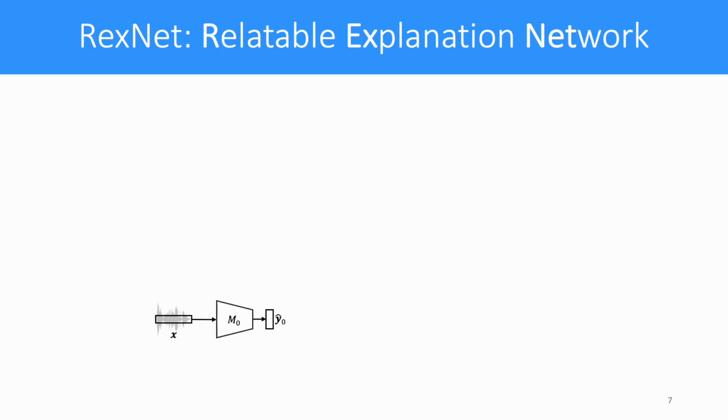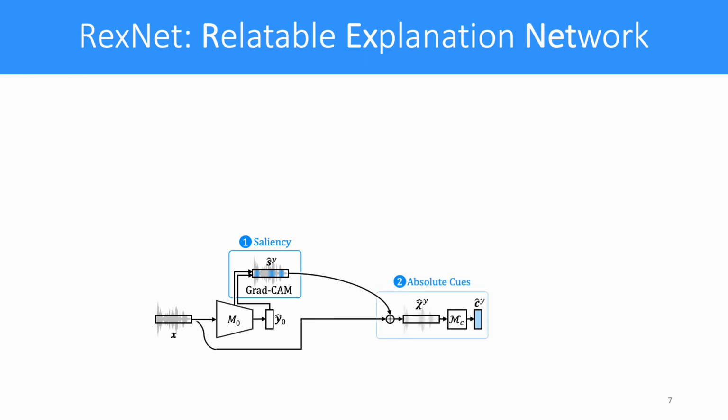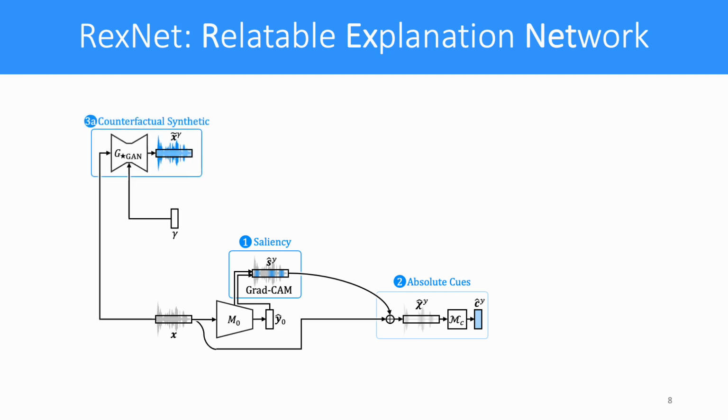Starting with a convolutional neural network to predict the emotion of a voice clip, we developed several modules for different explanations. First, it generates a saliency map of which parts of the input are important for the prediction using RegCam. Second, it focuses on the salient regions and calculates cues, such as pitch and volume of the voice. Third, it generates a synthetic example of an alternative prediction class, such as a counterfactual angry voice.